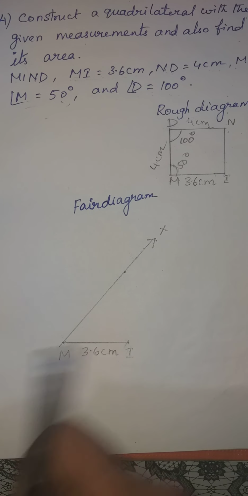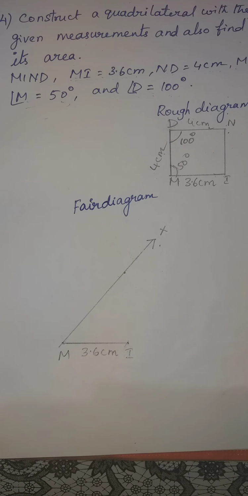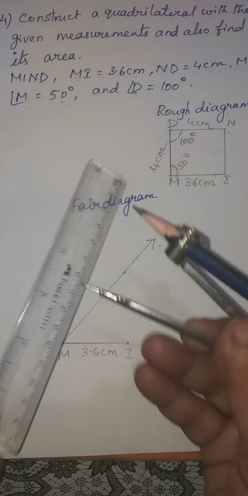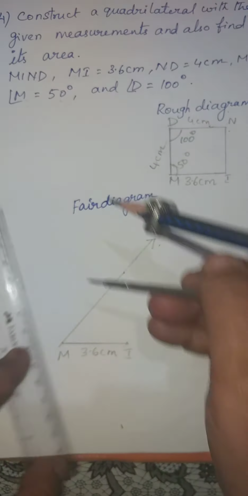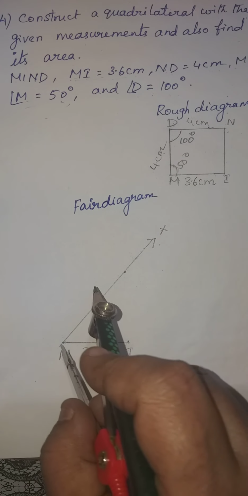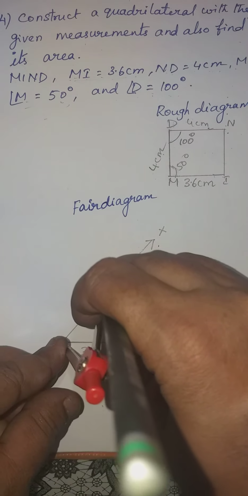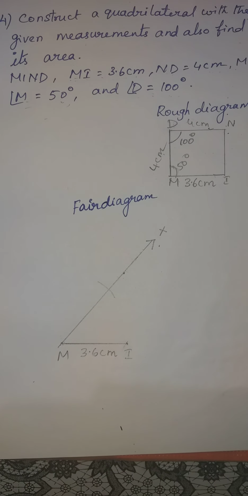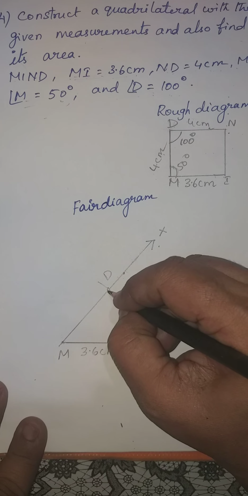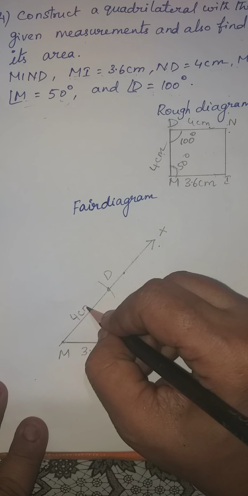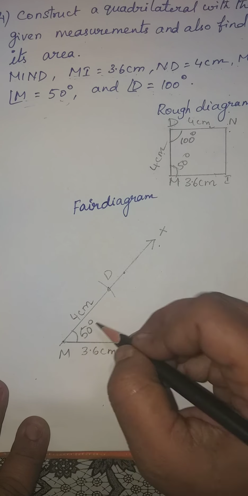Now you can see here MD is given 4 centimeter. So take the compass and ruler and measure 4 centimeters. Now with M as center and radius 4 centimeters, draw an arc which cuts MX at this point D. This is 4 centimeter. Angle M is 50 degrees.